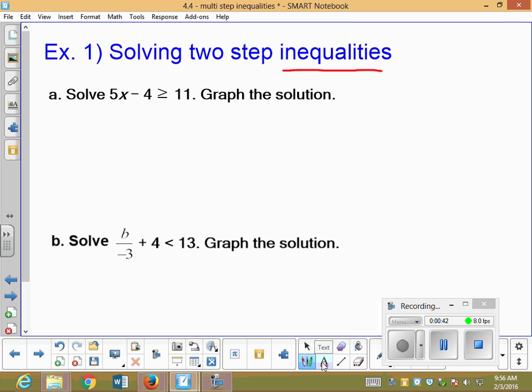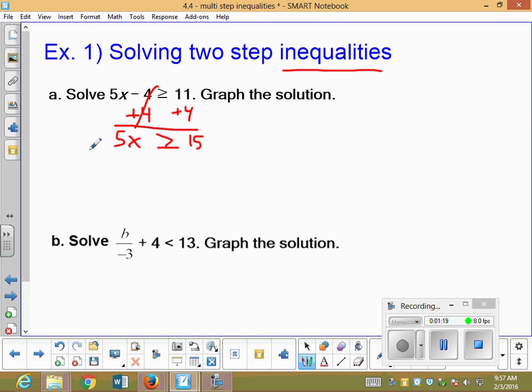So what do we do? We want to get rid of the number that is the furthest away from the variable. So which one's the furthest? 5 or negative 4? So negative 4 is first. So what we're going to do is the inverse operation to get rid of it. Opposite of negative 4 is positive 4. If we do it to that side, we do it to this side. Now, we're going to go ahead and cancel that out because that's a 0. 5x is greater than or equal to 15. Again, it's very similar to solving an equation, except this time we're solving it for an inequality.